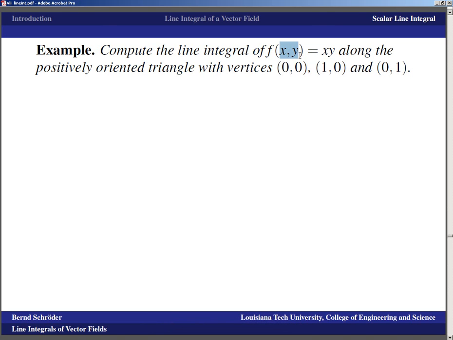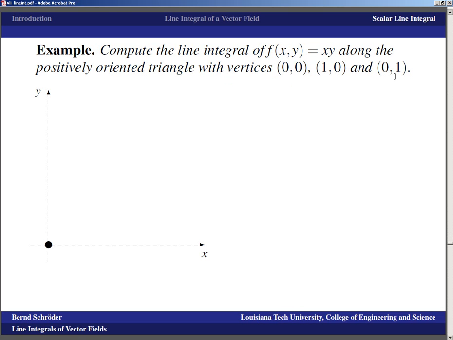Of course, there certainly is a reason why in multivariable calculus ultimately people drop the arguments. One of them is it's a lot to write, and I think the other one probably is that I get it wrong way too often than I would want to. Alright, so positively oriented triangle with vertices 0, 0, 1, 0, and 0, 1. Alright, well, let's draw that.